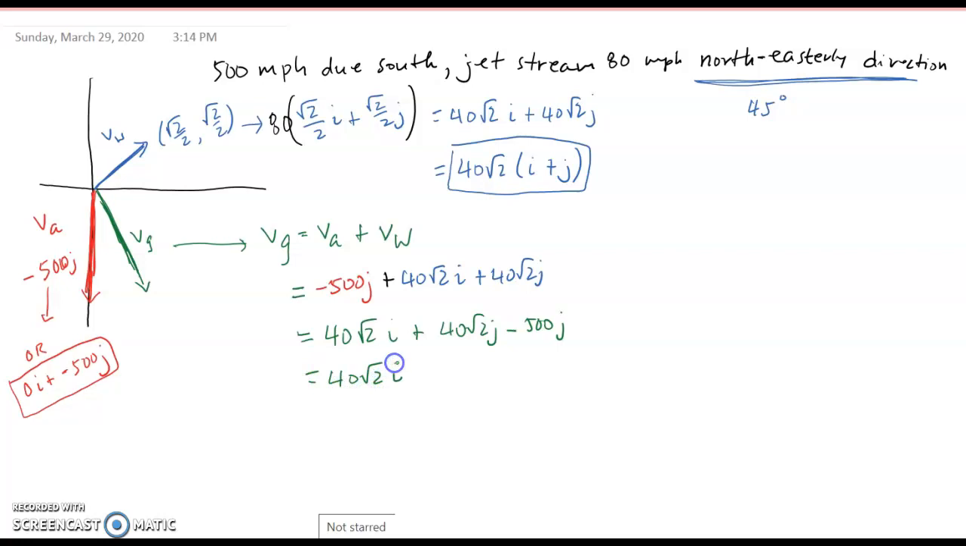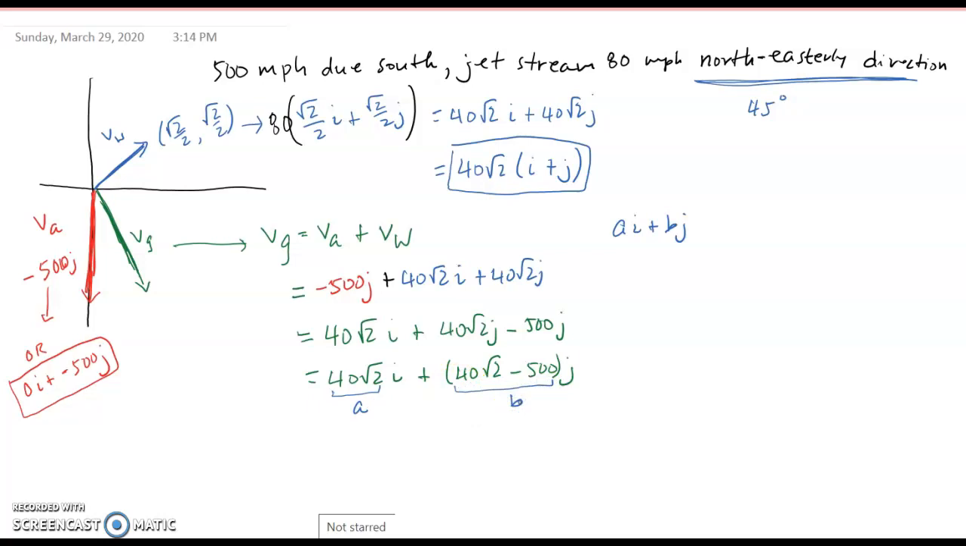And so what I'm going to do is I'm actually going to write it like this. 40 root 2 i plus parentheses 40 root 2 minus 500 and then j on the outside like that, right? Because remember, a vector can be written as ai plus bj like that, right? And so the 40 root 2 is actually our a, and all of this here in parentheses, that's your b.